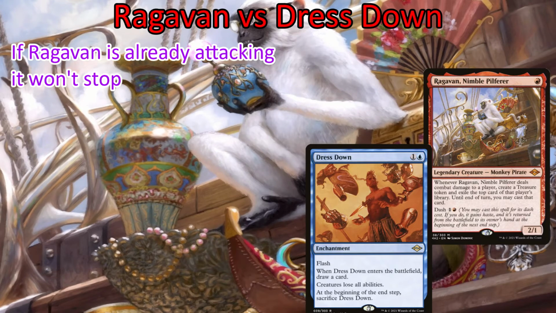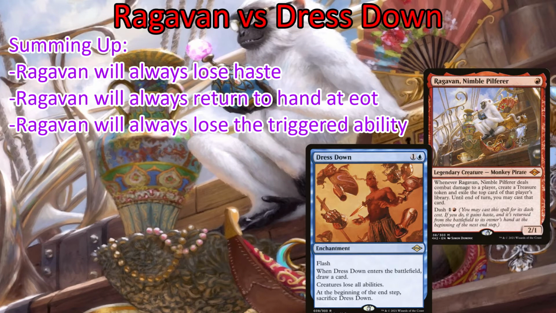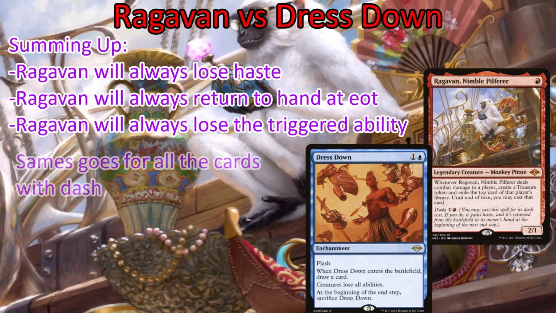So to sum up what happens here, Ragavan will always lose haste if it's played through Dash and there's the Dress Down. We play the Shroud in response, and it will always return to the hand at the beginning of the next end step, assuming the Dash goes to Spade, no matter what. The last thing to mention here is that I included Ragavan because it's the only card with Dash that currently sees modern play, but this rule will apply the same to any card with Dash.